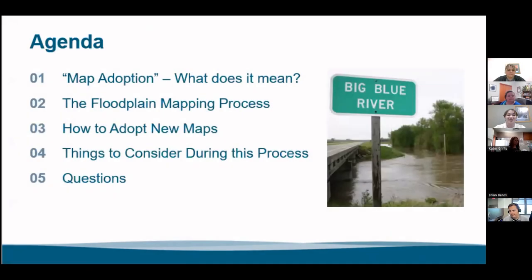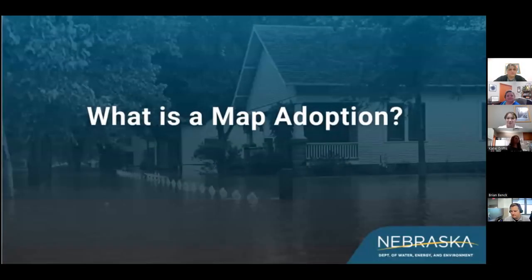Our agenda for today, we'll start with map adoption. What does it mean? What are they? Then we'll move into the floodplain mapping process. Next, how to adopt new maps, things to consider during the mapping process, and any questions you have at the end. What is a map adoption?